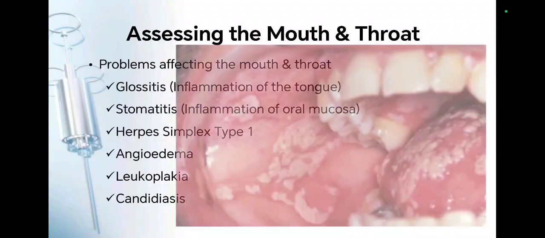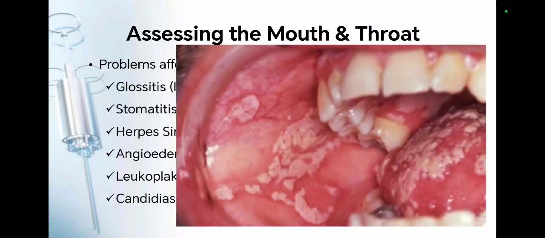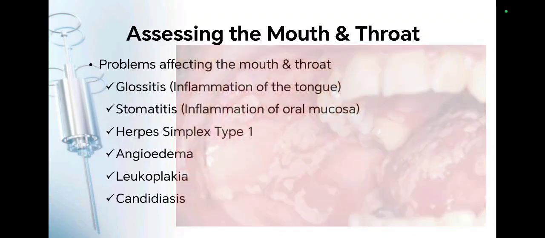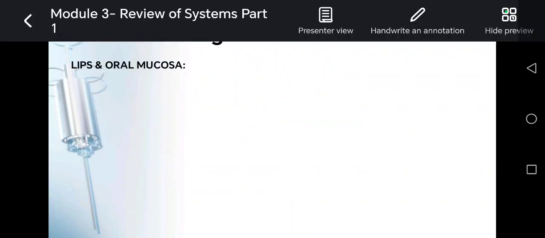And then we have your candidiasis. So it is whitish spots in the overall oral mucosa. So the buccal area, the tongue, and even the hard palate do have white patches.